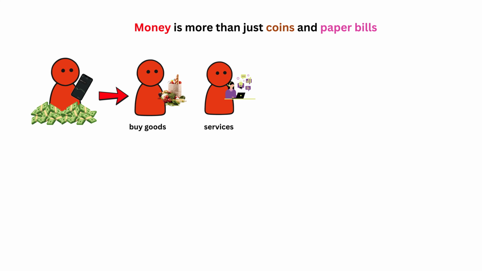Section 2. Money and currency. Money is the tool we use to buy goods and services.